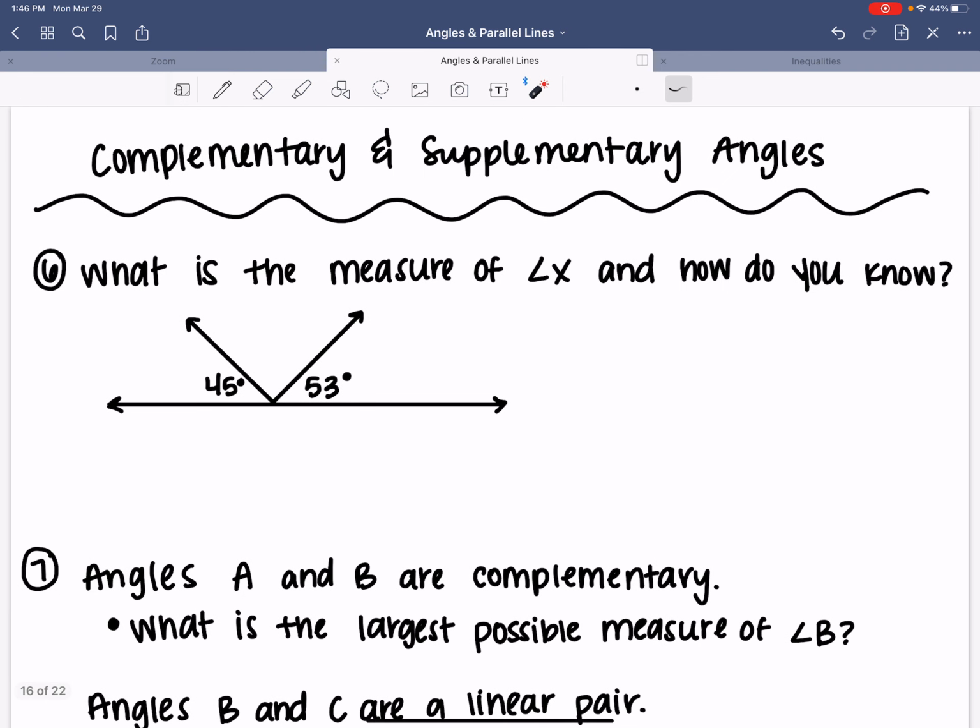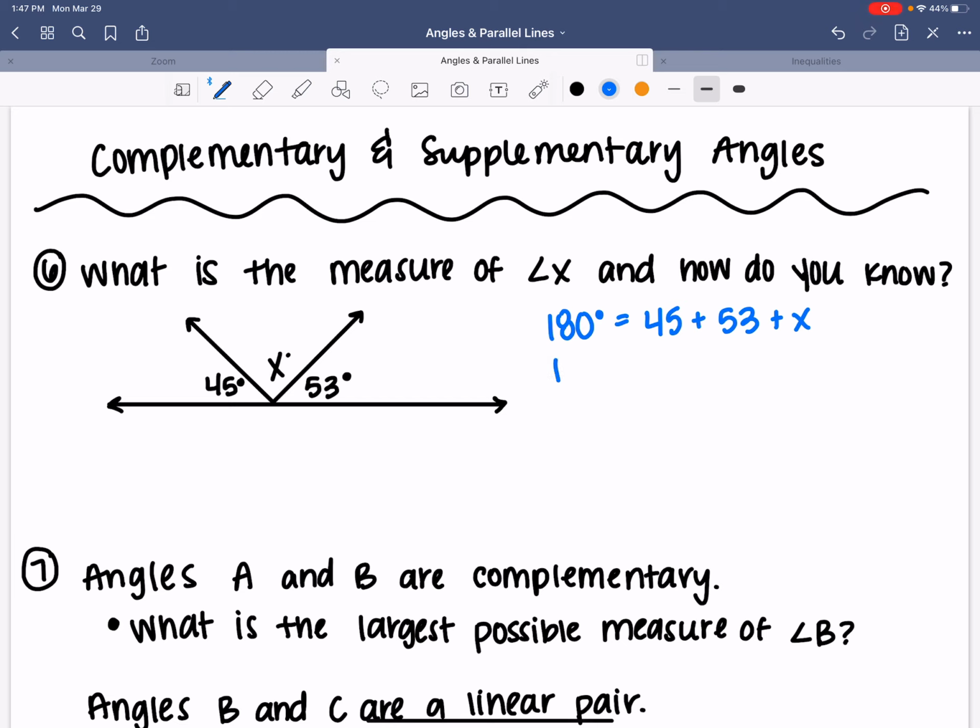Number 6. What is the measure of angle X, and how do you know? So I believe angle X should have been here. So angle X plus 45 plus 53 forms this straight line, which is 180 degrees. So 180 is going to be equal to 45 plus 53 plus X.